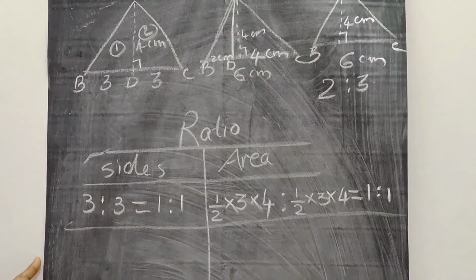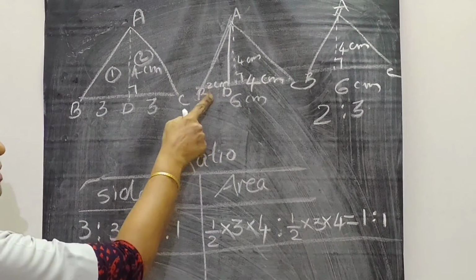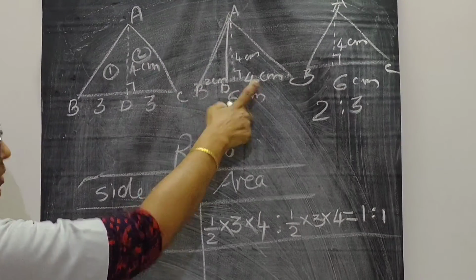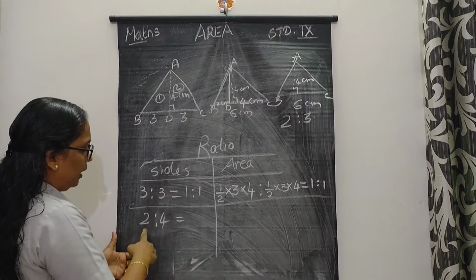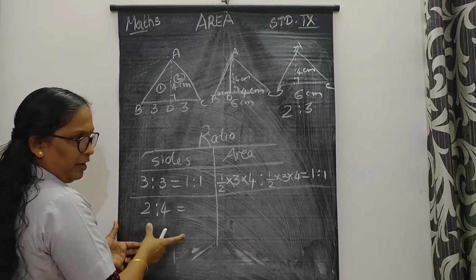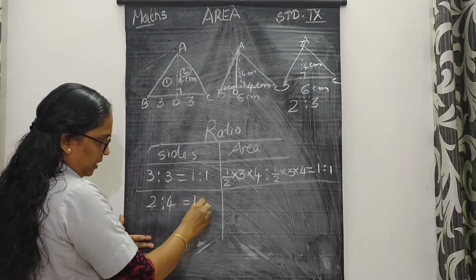And the second figure. In the second figure, the ratio of the base is 2:4. So we can write it as 2:4. We can simplify, which means we divide both by 2. So we get 1:2.